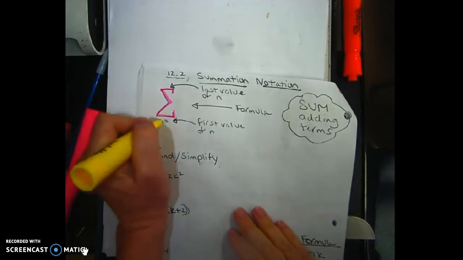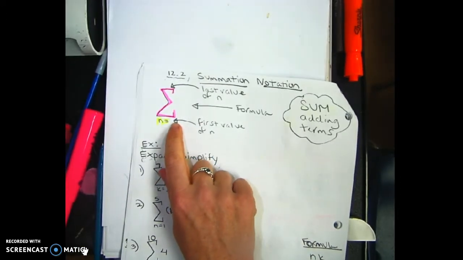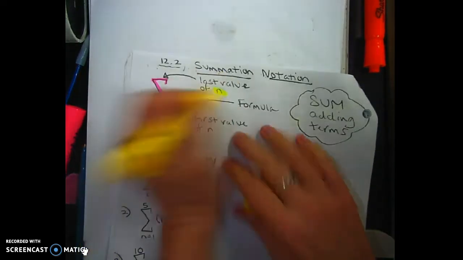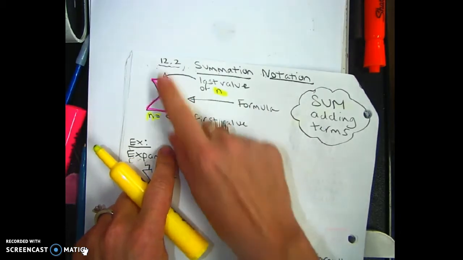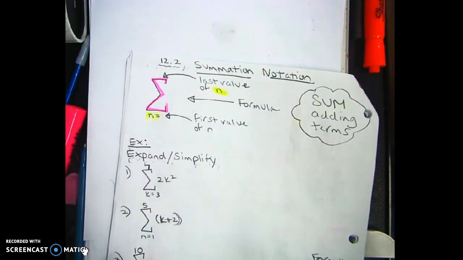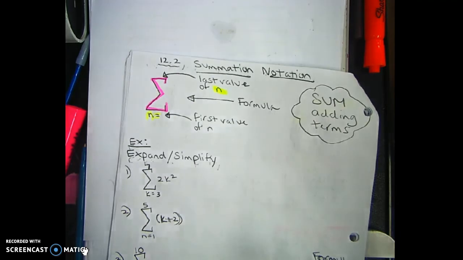If you see n, this is the first value of n. So if n was 4, I want it to start with the fourth number in the sequence. And then this represents the last value of n. So maybe I want you to add the sum of the fourth number through the 10th number. So that would be 4 and that would be 10. And then there will be a formula here to tell you what formula you need to use to find the 4th through the 10th number in the sequence. And then that you add them all up.